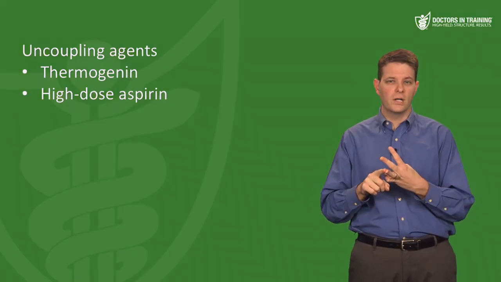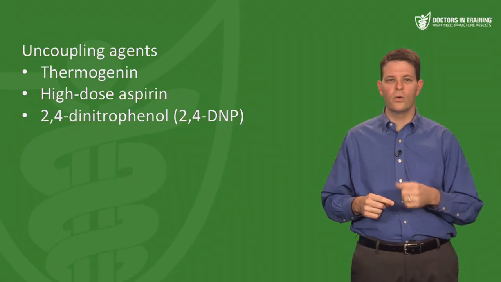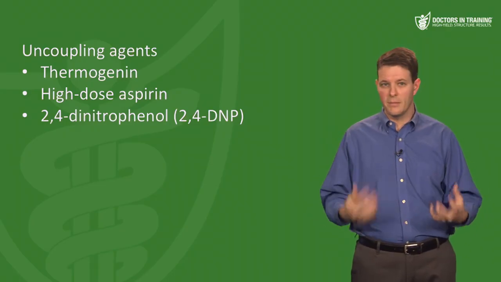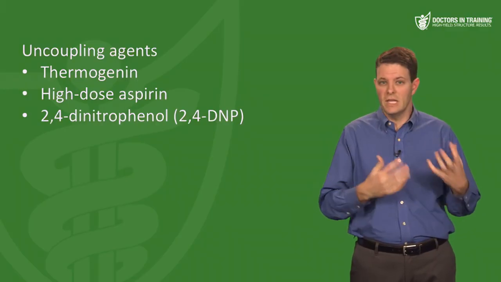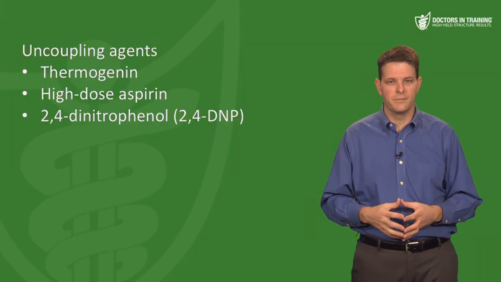And then a third uncoupling agent is called 2,4-dinitrophenol, or 2,4-DNP, which is used illegally for weight loss because it ramps up the metabolism and you burn all this energy as heat. And then you get hyperthermic and you die. So, not a good idea.